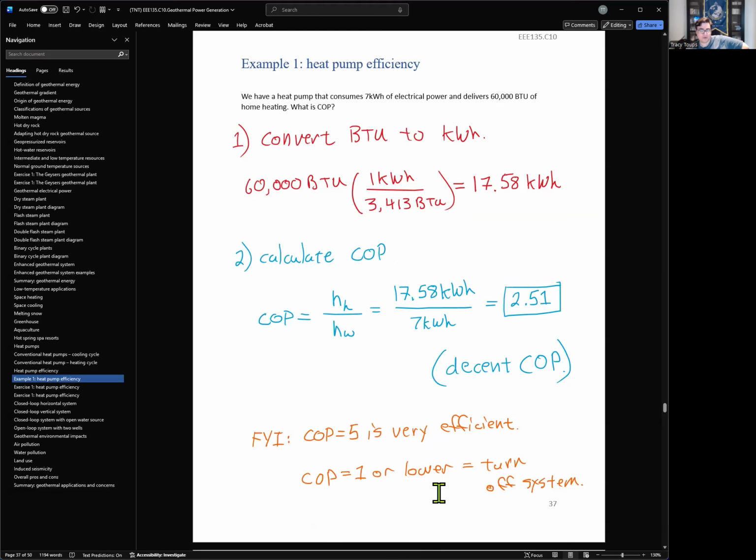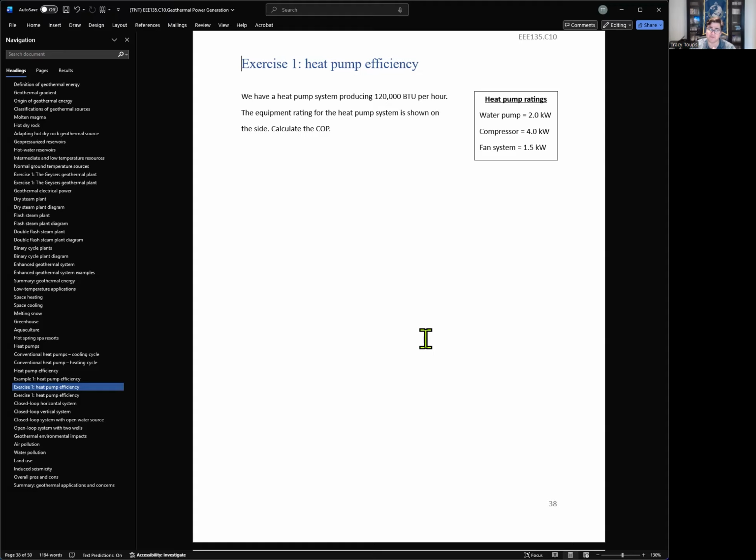Okay. So this is where we're going to take a 15 to 20 minute break. We're going to have an exercise where you're going to calculate heat pump efficiency. So we have a heat pump that produces 120,000 BTU per hour. Okay, so we're talking about power, not energy. So 120,000 BTU per hour.